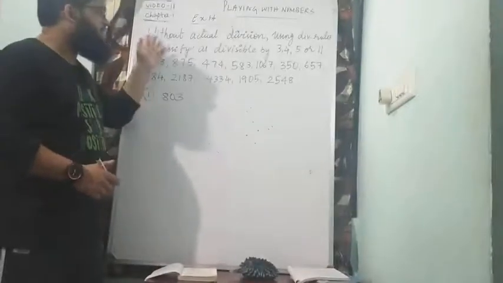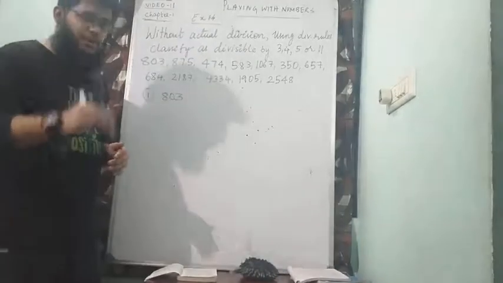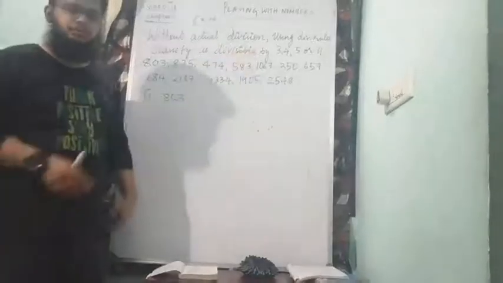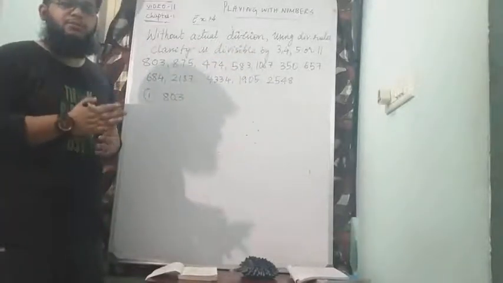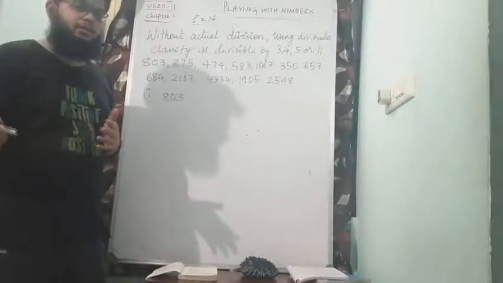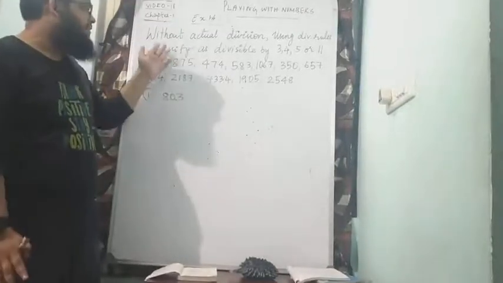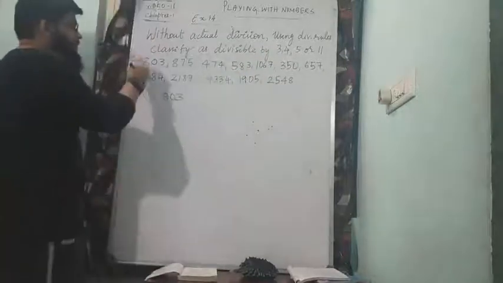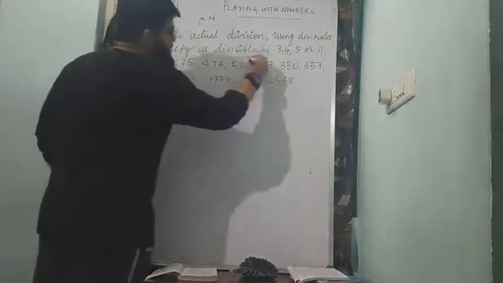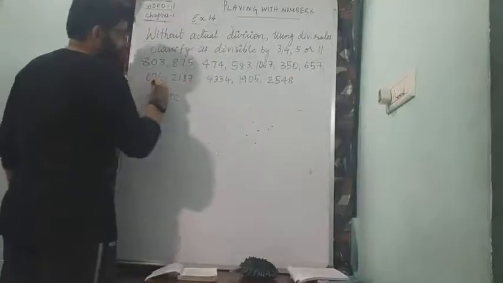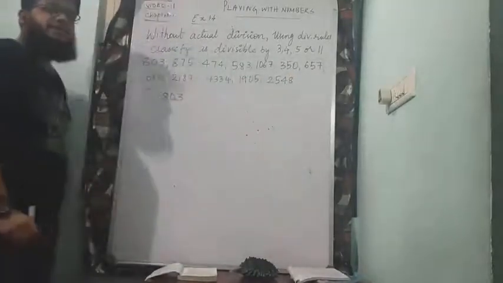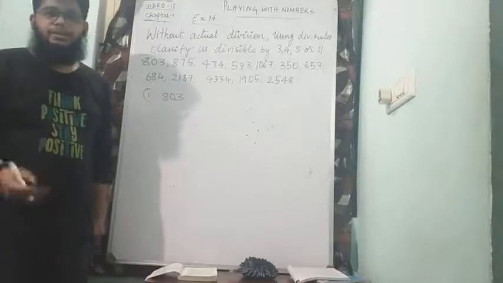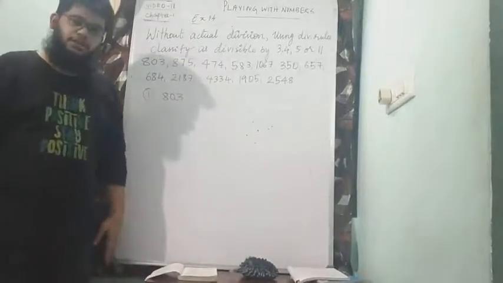So the question is, without actual division, that means without doing any division, using the divisibility rules that we have learned. We remember the rules for 3, 4, 5 and 11. Classify as divisible by 3, 4, 5 or 11. So they have given some numbers here, and I should tell whether these numbers are divisible by 3 or 4 or 5 or 11. Okay, let us begin with the first one.